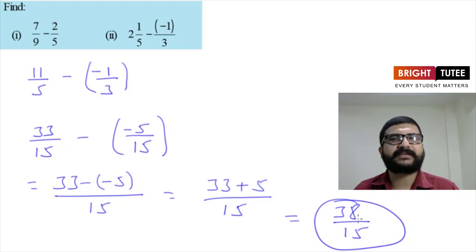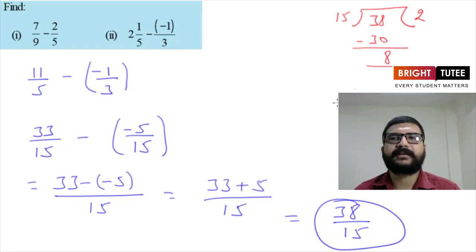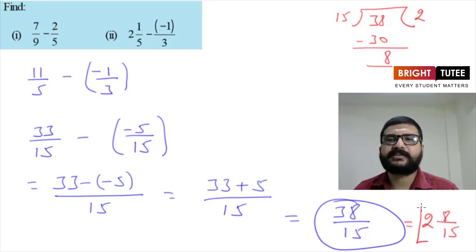We have to convert this to a mixed fraction form, or we can keep the answer as it is. So let's convert this into a mixed fraction form. So what we have to do for that, we have to divide 38 by 15 like this. 15 twos are 30. Now the remainder will be 8. So this is nothing but 2 8 upon 15. So we can write our final answer as 2 8 upon 15 or 38 upon 15.